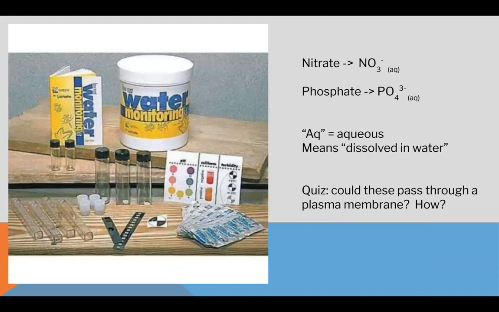They have multiple atoms that form them. So there's 1 nitrogen and 3 oxygens in nitrate, 1 phosphorus and 4 oxygens in phosphate. When they are dissolved in water, we put this little (aq) next to them in parentheses. And that means, as I've noted here on the slide, that they are aqueous, which means that they're dissolved in water. They're surrounded by water, okay?